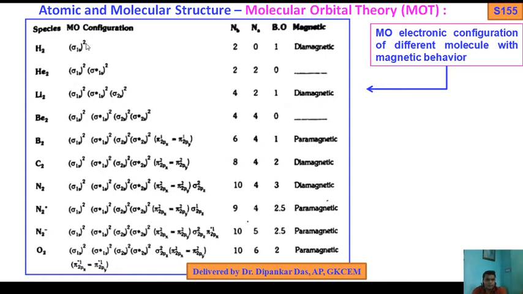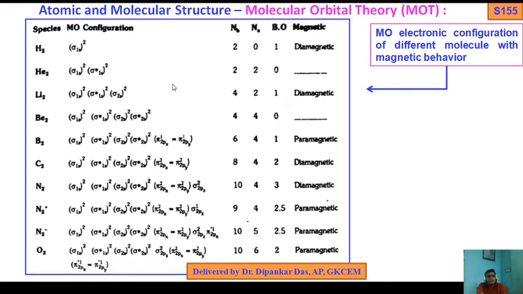So H2 is sigma 1s2, with 2 bonding, 0 antibonding, bond order 1, diamagnetic. He2 doesn't exist: 2 minus 2, 0. Lithium 2 has 3 plus 3, 6 electrons: sigma 1s2, sigma star 1s2, sigma 2s2. So here 4 minus 2, that is 2 by 2, 1, and it is diamagnetic. Similarly Beryllium 2: sigma 1s2, sigma star 1s2, sigma 2s2, sigma star 2s2. 4 minus 4, 0, so this does not exist, like He2.